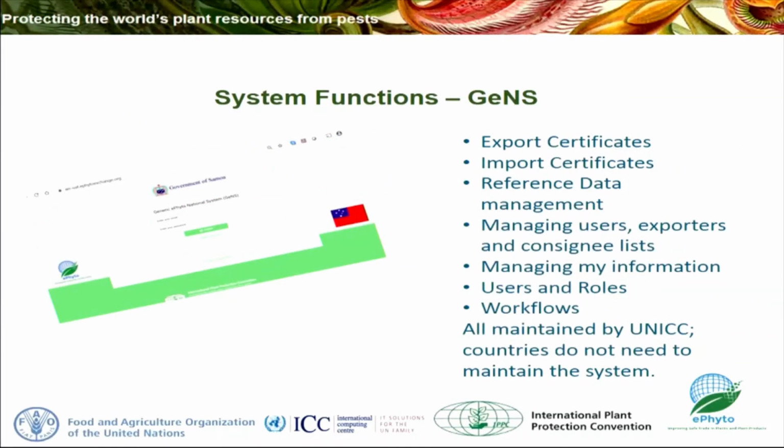So these are some of the things, and I'm emphasizing the GeNS because it's really been the emphasis for us in this region and with developing countries in general. Export, import, reference data. The data belongs to the country that's using the GeNS. And most importantly here, and I want to emphasize this, countries don't have to maintain and upkeep the system. They get it for free. UNICC makes the changes. When the changes to the system are made, they're applicable across the board to all countries using the GeNS.